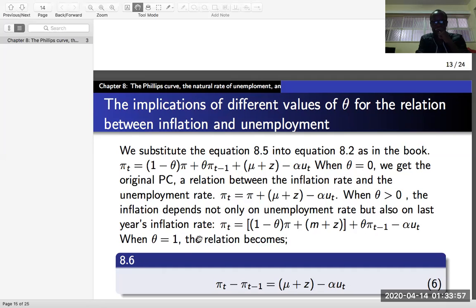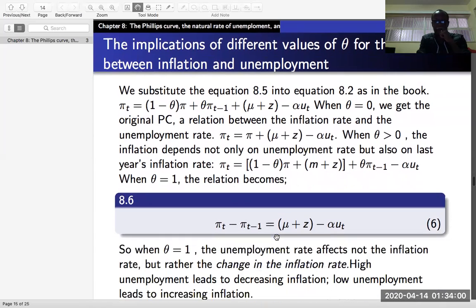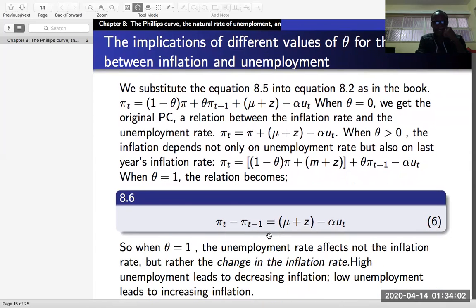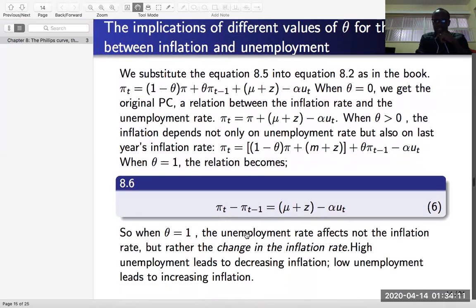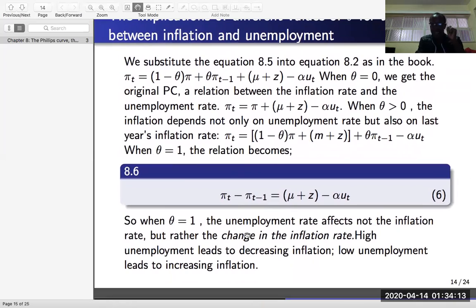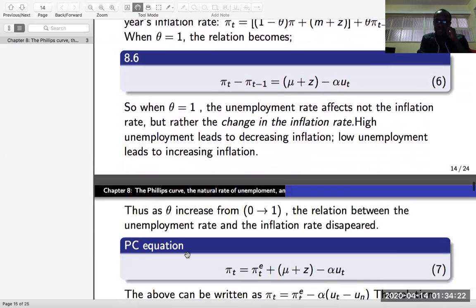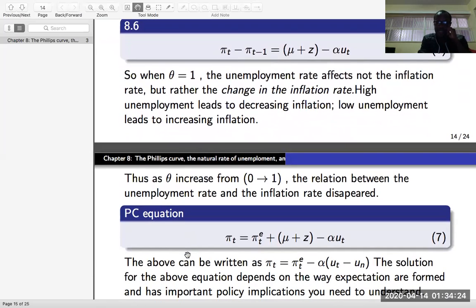When theta is equal to 1, the relationship becomes this, as in equation 6. So when theta is equal to 1, the unemployment rate affects not the inflation rate, but the change in the inflation rate. This is important, and you need to pay attention, because that's one of the crucial changes you will observe. A higher unemployment rate leads to a decrease in inflation and a lower unemployment rate leads to an increase in inflation. Thus, as theta increases from 0 to 1, the relationship between the unemployment rate and the inflation rate disappears.